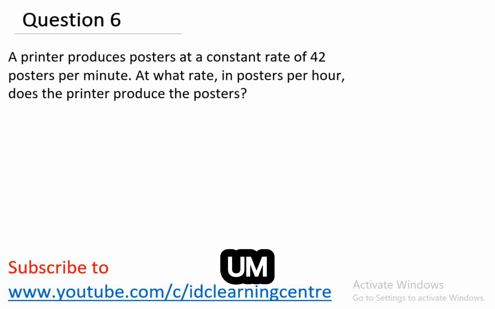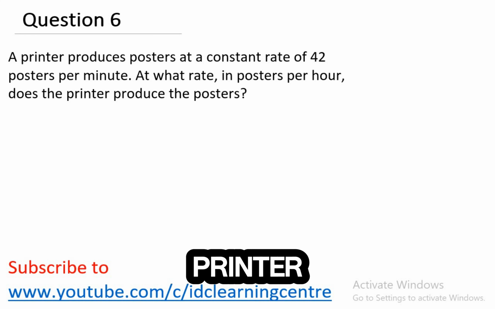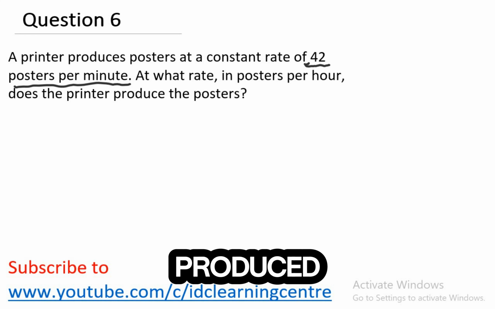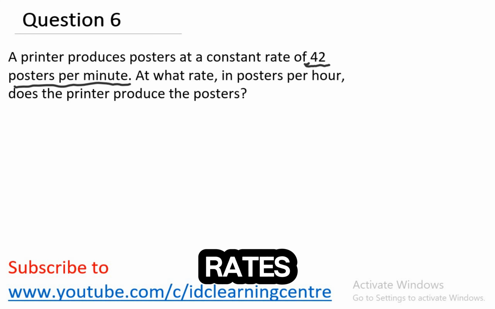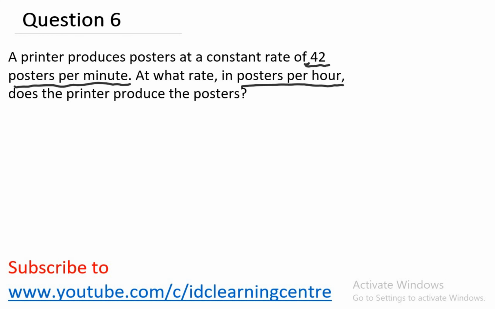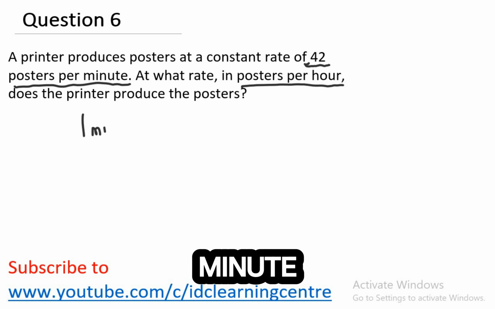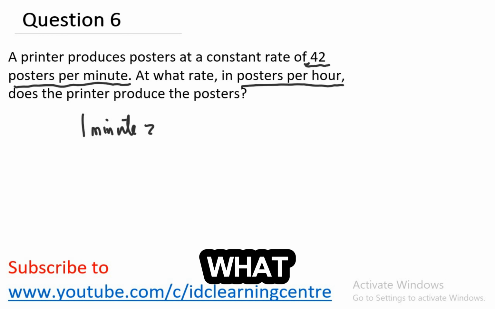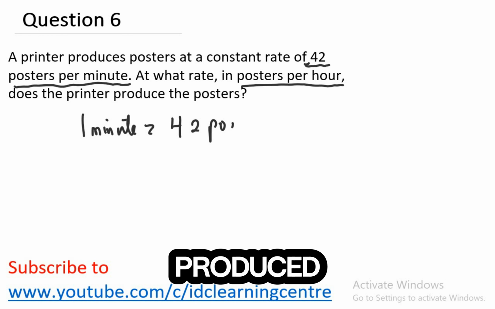Okay. So here we need the rate of production. A printer produces posters at a constant rate of 42 posters per minute. Please take note of this: 42 posters per minute means for each minute, 42 posters were produced. And the question is asking us at what rate do we have for the posters per hour? Mind you, the rate given to us was per minute, and we're looking for the number of posters per hour. So all we do is for a minute, we have 42 posters that were produced.